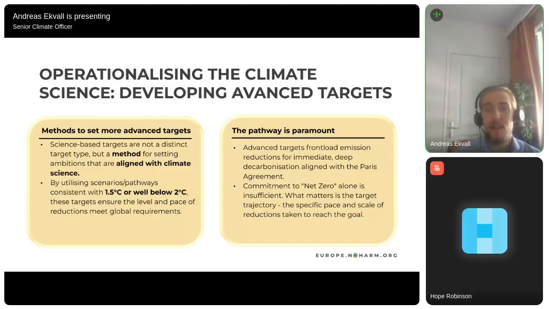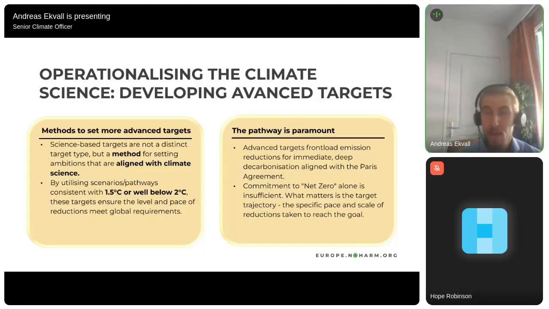By utilizing specific climate scenarios and pathways consistent with limiting global warming to 1.5 degrees or well below 2 degrees, these targets end up becoming Paris aligned. When moving towards more advanced targets, we have to remember the guiding principle that the pathway is paramount. Advanced targets are designed to really front-load emission reductions in line with the climate science, driving deep, immediate decarbonization in a healthcare facility. And this ensures that you're actively shrinking your carbon footprint every single year in line with what is required to meet the temperature thresholds in the Paris Agreement.